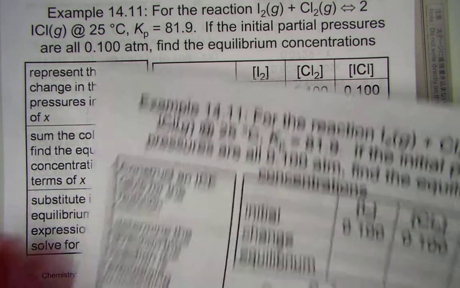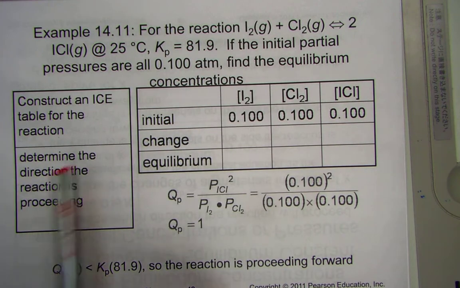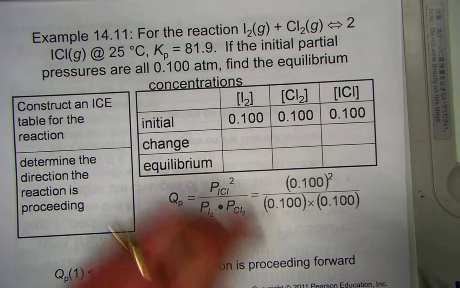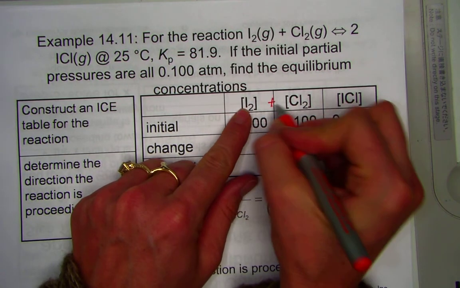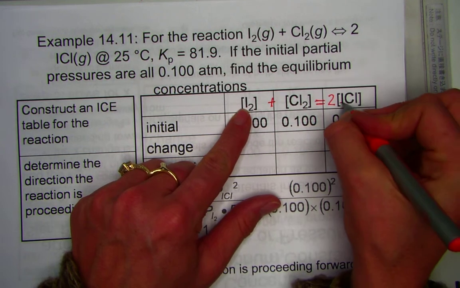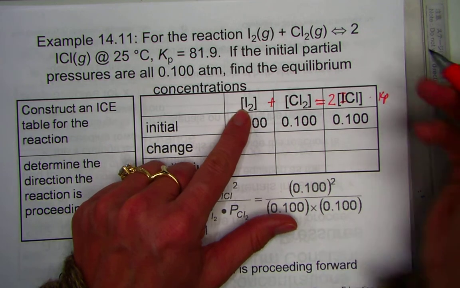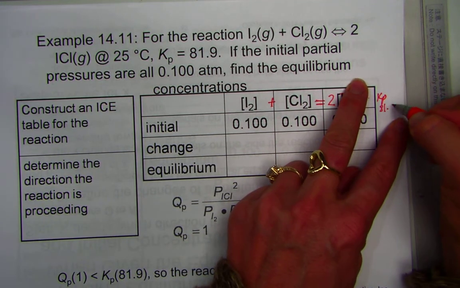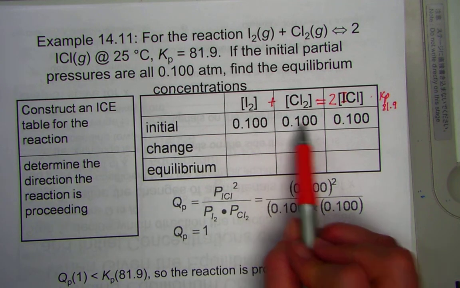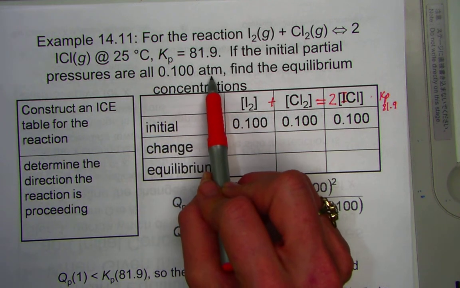The series of slides will go together. It'll be one example, just one step at a time. So let's take a peek at what the problem is asking. Let's suppose we have a reaction: iodine plus chlorine is in equilibrium with 2 ICl. The value for this Kp is given as 81.9. We know the initial partial pressures are at 0.1 atmospheres.